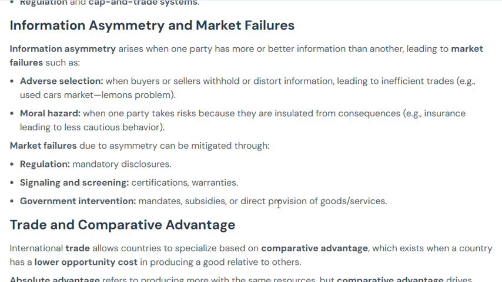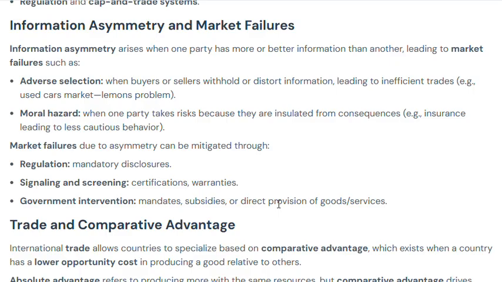Information asymmetry arises when one party has more or better information than another, leading to market failures such as adverse selection, where buyers or sellers withhold or distort information, leading to inefficient trades. For example, used car markets. Moral hazard is when one party takes risks because they are insulated from consequences. For example, insurance leading to less cautious behavior.